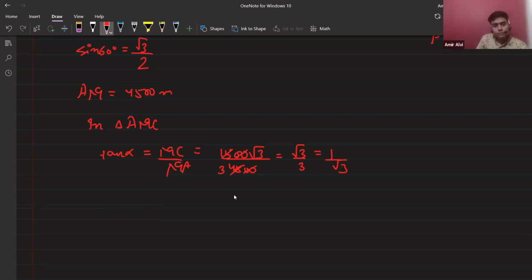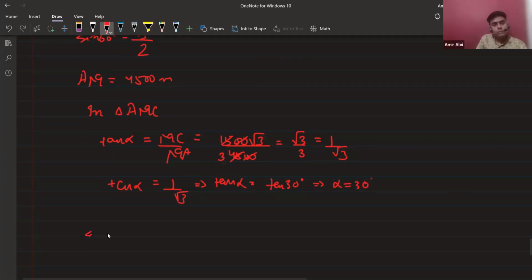So tan alpha is 1 by root 3. So can I write tan 1 by root 3 as tan 30 degree? So your alpha is nothing but 30 degree. So sine alpha is sine 30, which is half, and sine beta is sine 60. Yes, sir. This is your answer. Clear? That was very easy.